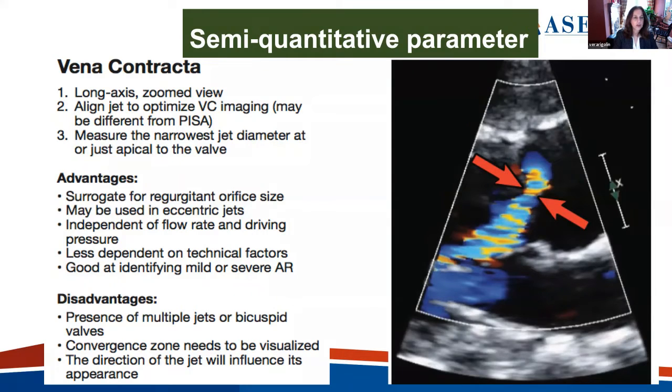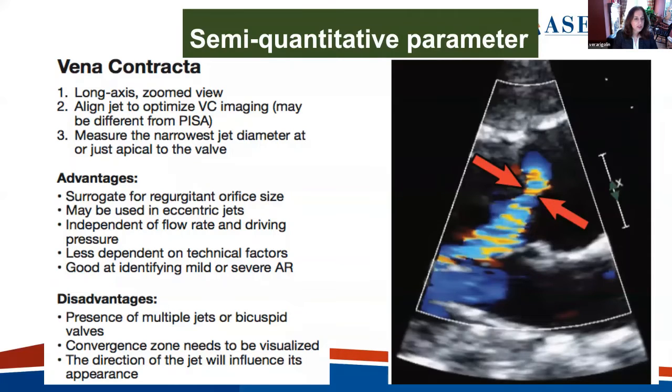We again use our parasternal long axis view, zoom up so that you can really see that signal well. Align the jet to optimize the vena contracta imaging, and this may be different than optimization for the proximal hemisphere when we're measuring PISA. Measure the narrowest jet diameter just apical to the valve, as shown between the two red arrows.